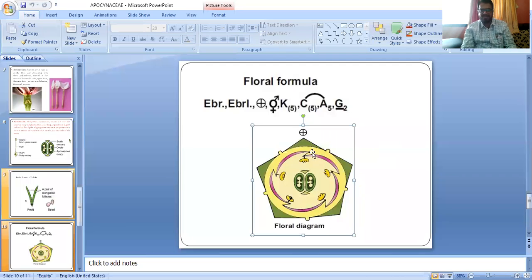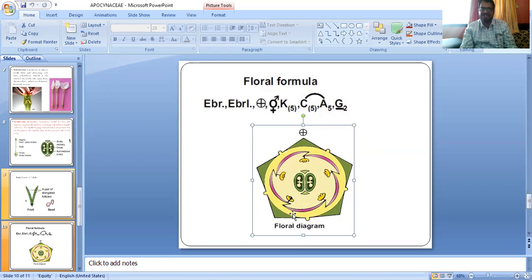In this case, is the flower actinomorphic? The number of sepals is 5. They are united. This is nothing but the union of the sepals, so sepals 5, gamosepalous. Petals also 5. They are also gamopetalous, they have united here.